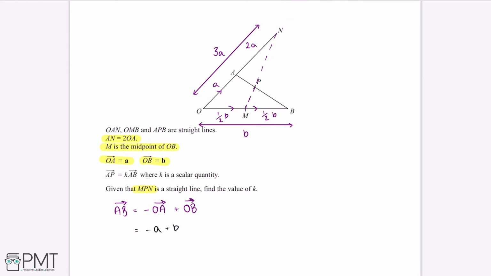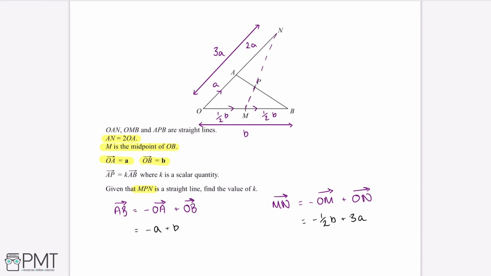So the next thing we can do is work out what the line MN will be equal to. MN will be equal to negative MO plus ON. And OM is a half b, so therefore negative OM will be negative a half b. And then ON is equal to 3a.